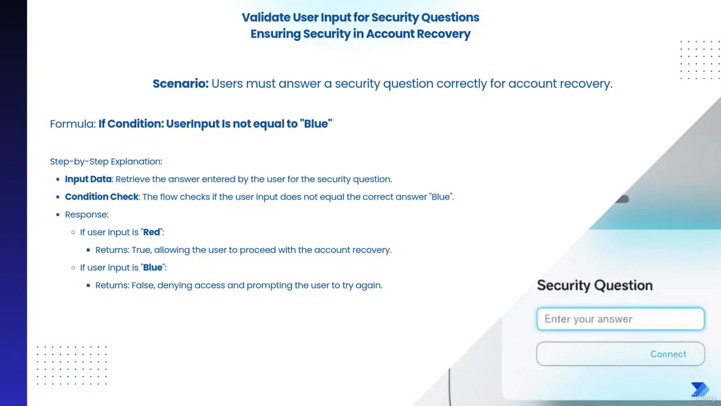Step-by-step explanation. Input data: retrieve the answer entered by the user for the security question. Condition check: the flow checks if the user input does not equal the correct answer, blue. Response: if the user input is red, the condition returns true.